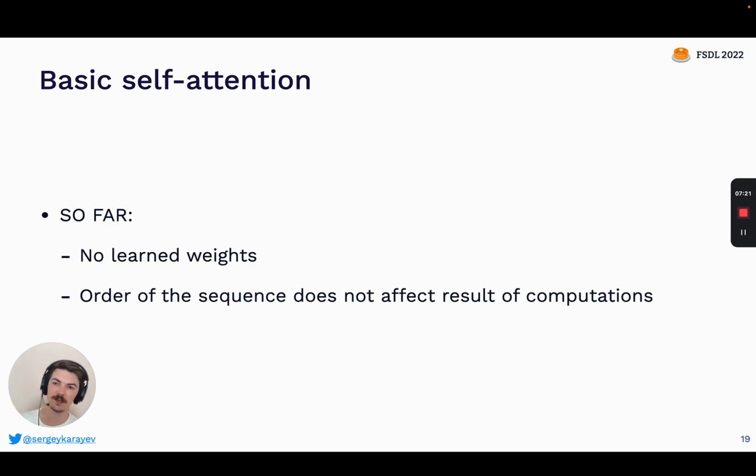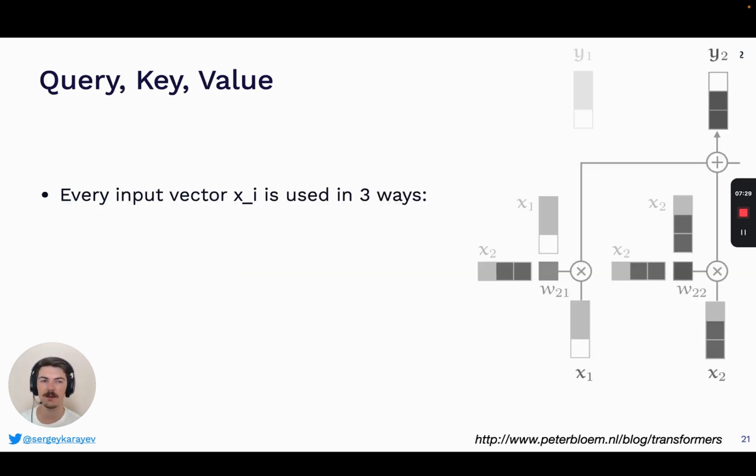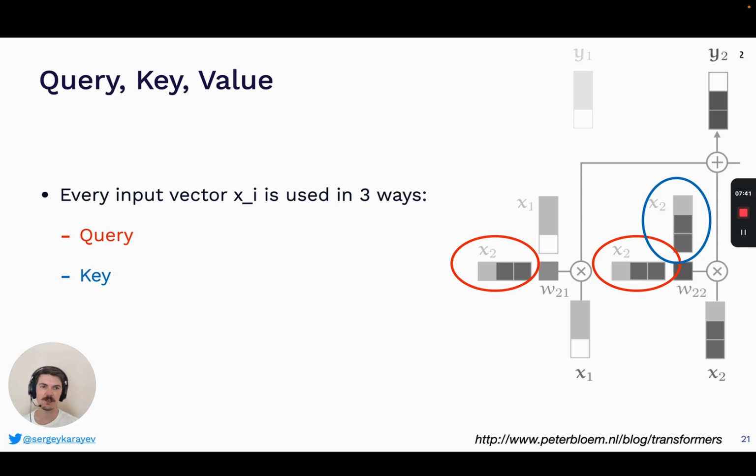So far, what we've seen has no learned weights, and there's no notion of an order to the sequence. So let's learn some weights. If we look at how we use the input vectors, we use them in 3 ways. We use them as a query, so we compare them to other input vectors. We use them as keys. We compare them to input vectors to produce the corresponding output vector. And then we use them as a value where we sum up all of the input vectors to produce the output vector.